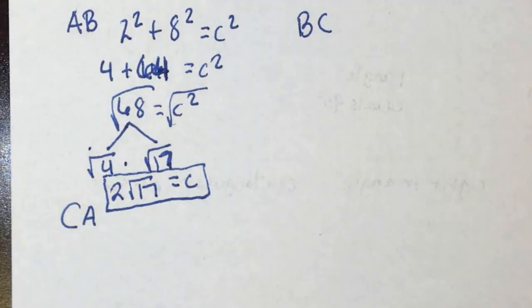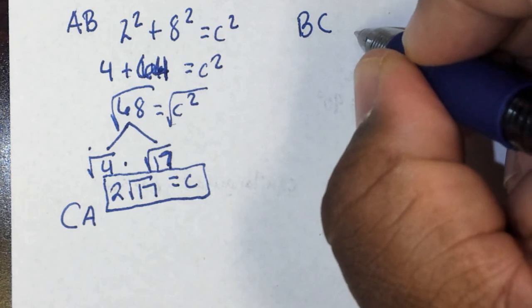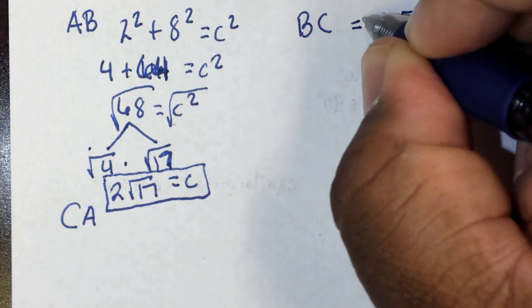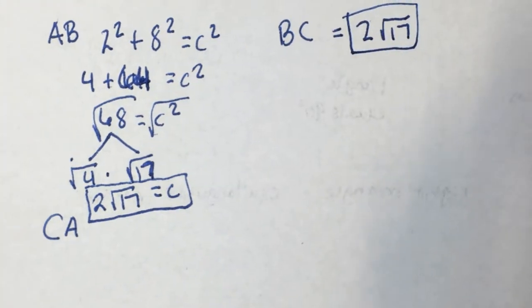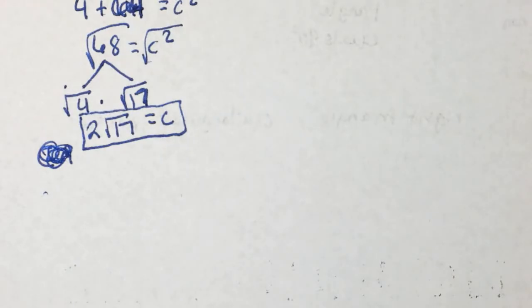That means BC is what? Yeah, 2 square root 17. So BC equals 2 square root 17. We just have to find CA. Should have moved CA down a little further. Matter of fact, I'm going to scratch that out and move it down further and do it in the color I have on the graph.